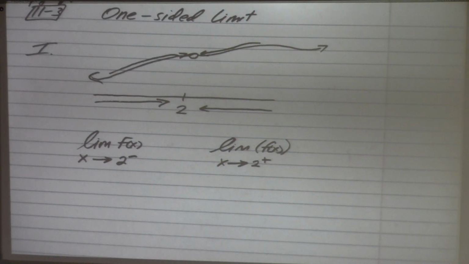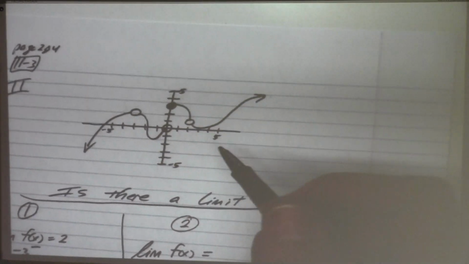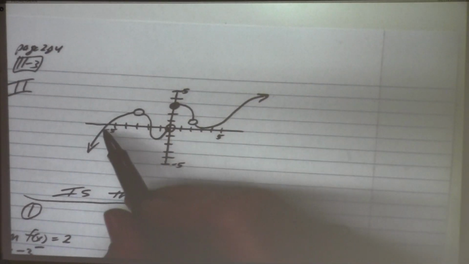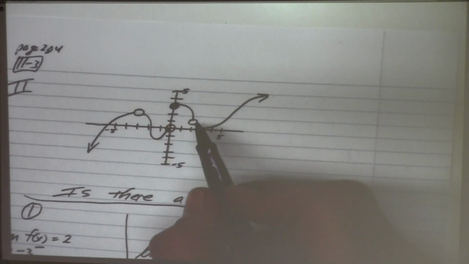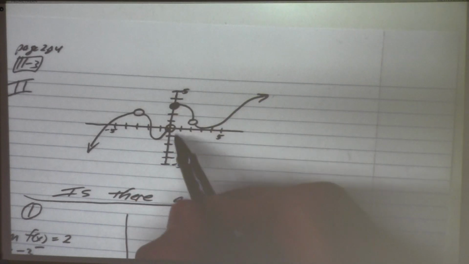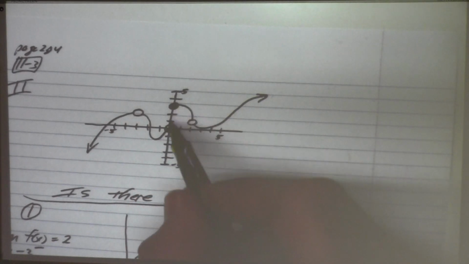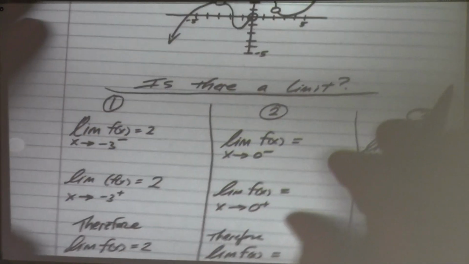Now, let's take a look at the next part here for 11.3. And for that, we're looking at this graph to determine, is there a limit here? Is there a limit here? Is there a limit here? So we have at -3, and at 0, and at 2. So, this is what we do.